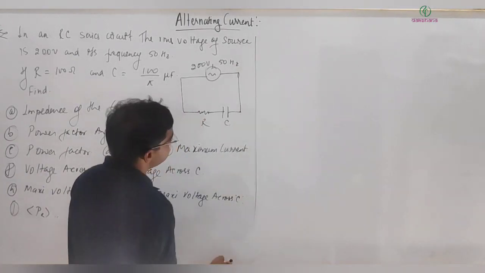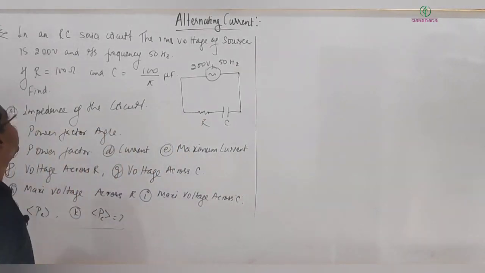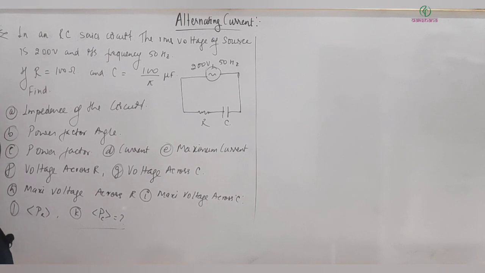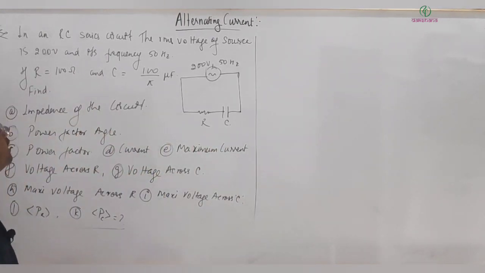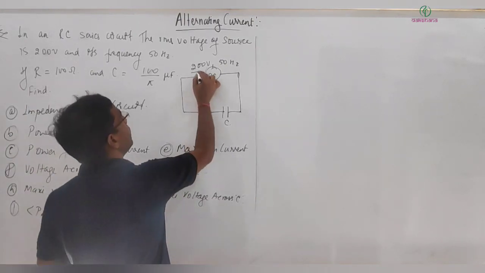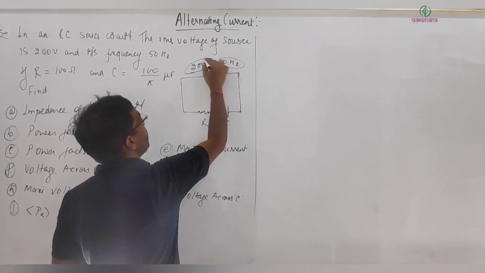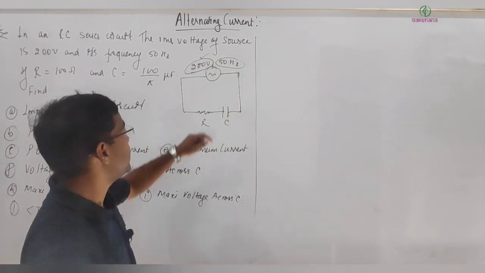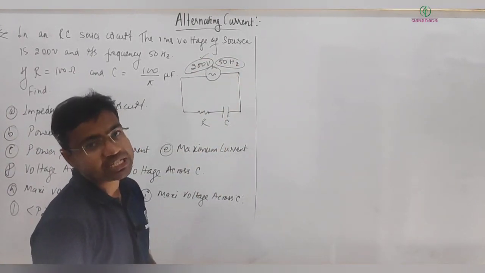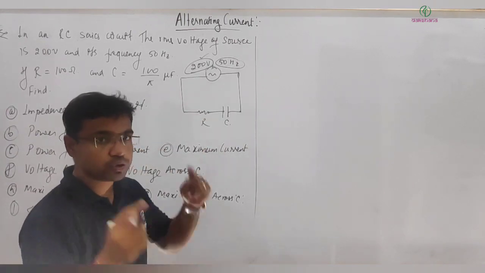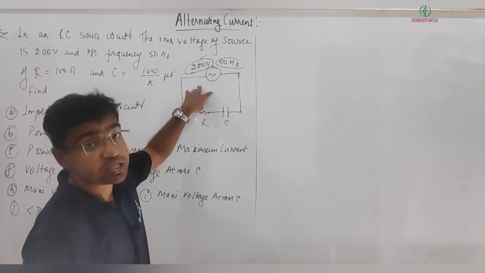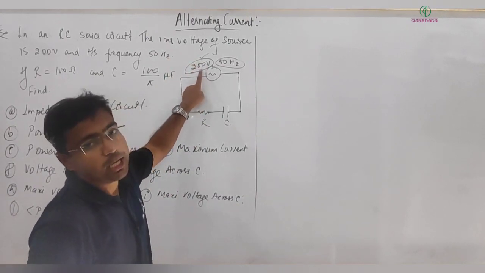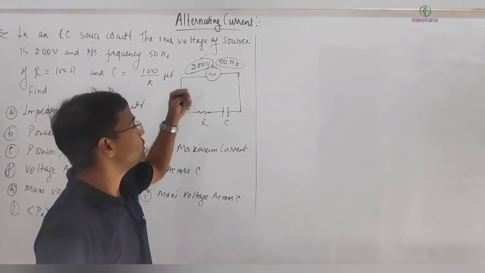Okay, so let me first explain the problem. It's given an RC series circuit. The RMS voltage of the source is 200 volt. It's even mentioned that it's the RMS value. Even if it is not mentioned and it's given in this way, that also means it is the RMS value. You should keep that in your mind.